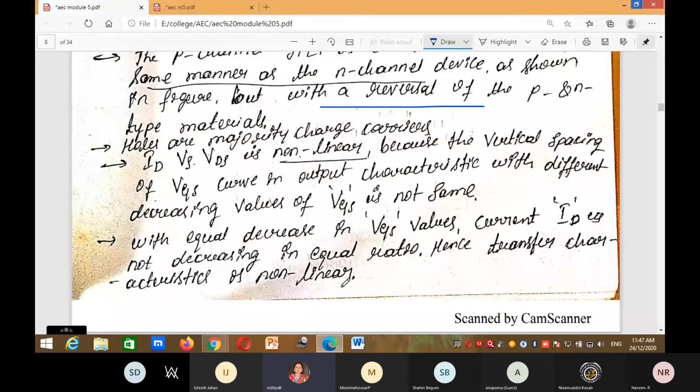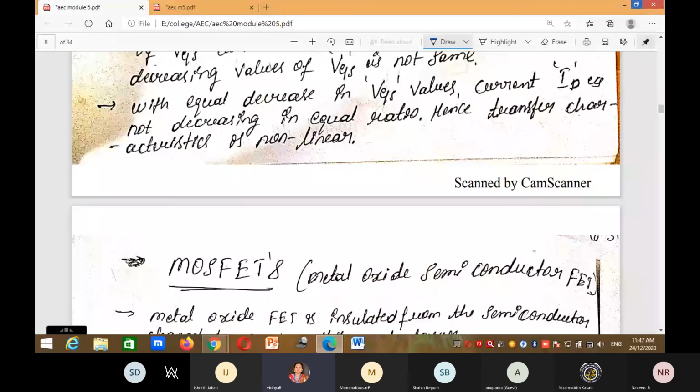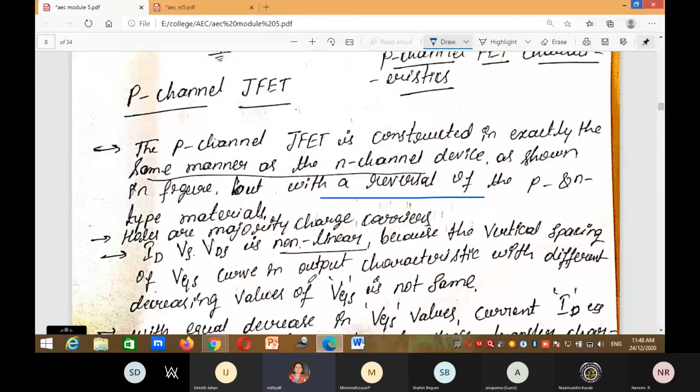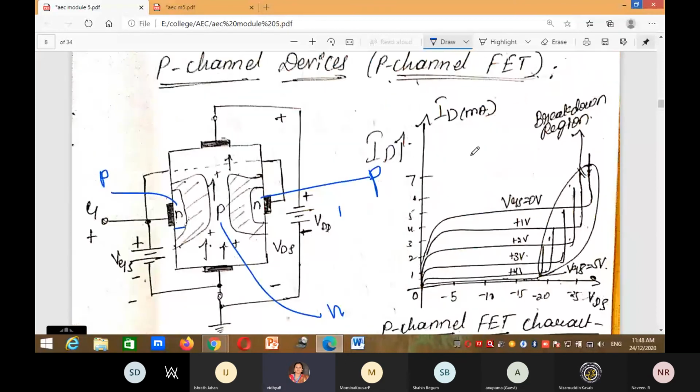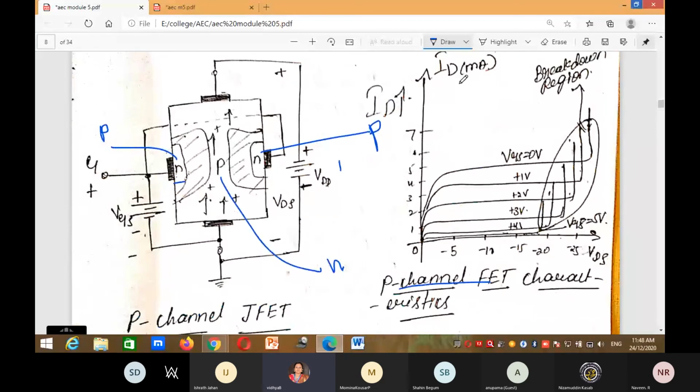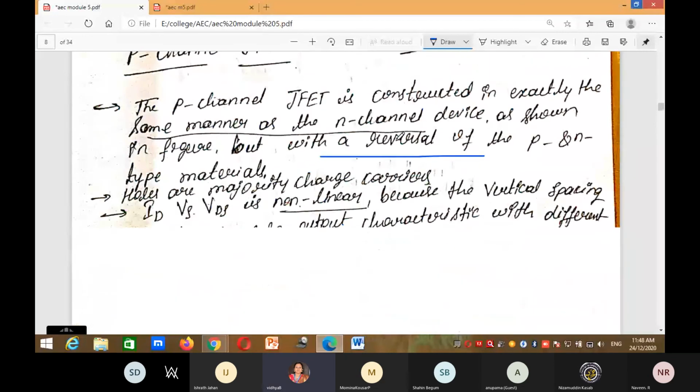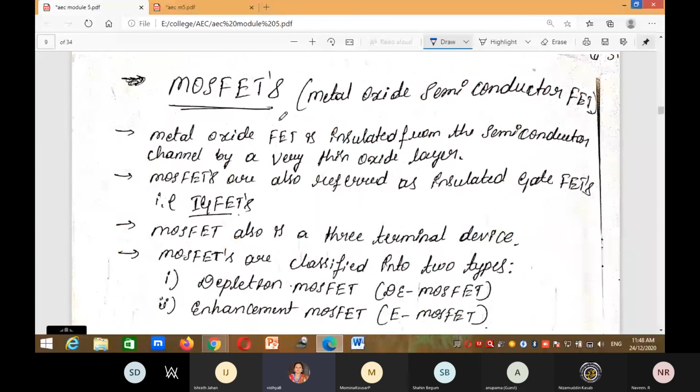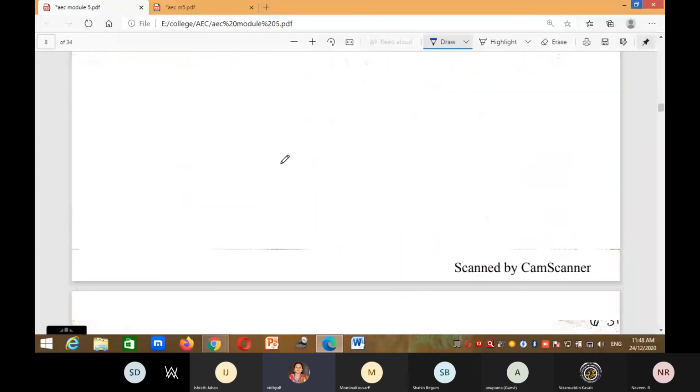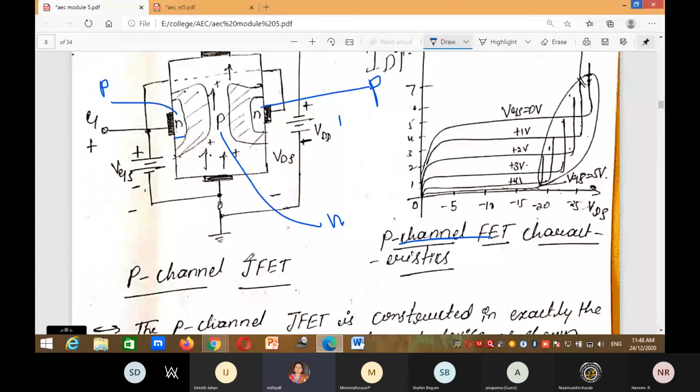They are saying that compared with P type and N type, there is similar working and even construction, only minor changes with P-channel PN junction type materials. This is the transfer characteristics of the P-channel FET. In the next class, we shall discuss the MOSFET, or we shall discuss once again the P-channel JFET.